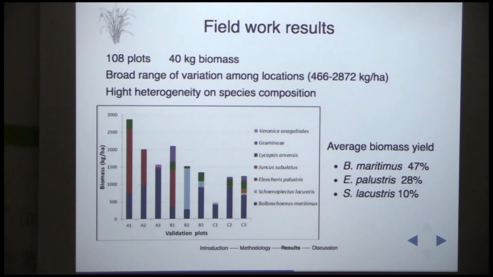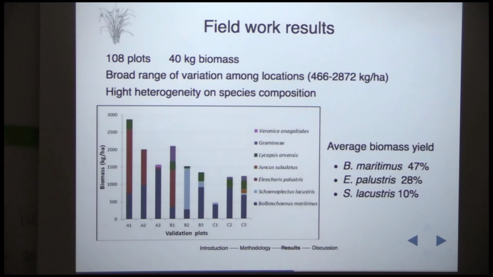These are the results of the field work. As I said before, we collected 108 plots, and this represents 40 kilos of biomass that we extracted from the marsh. This value is from dry biomass. The rest of the results are from dry biomass. But yeah, it was quite a lot of vegetation that we took from the marsh.